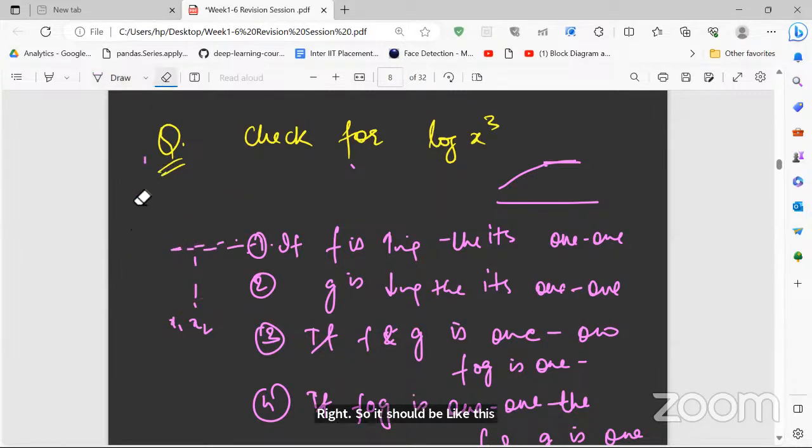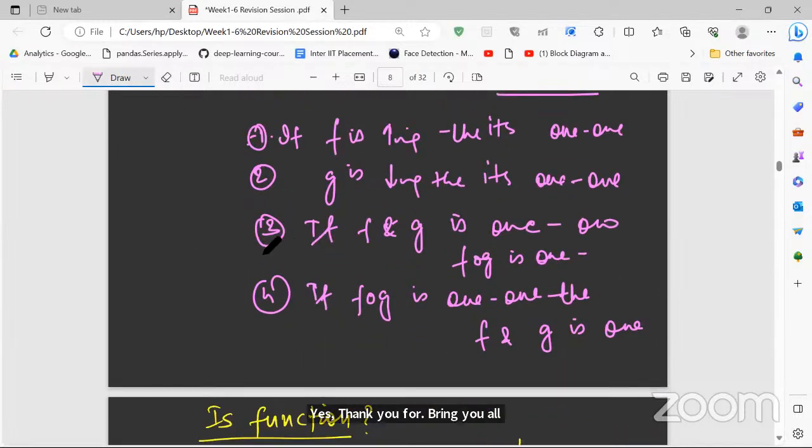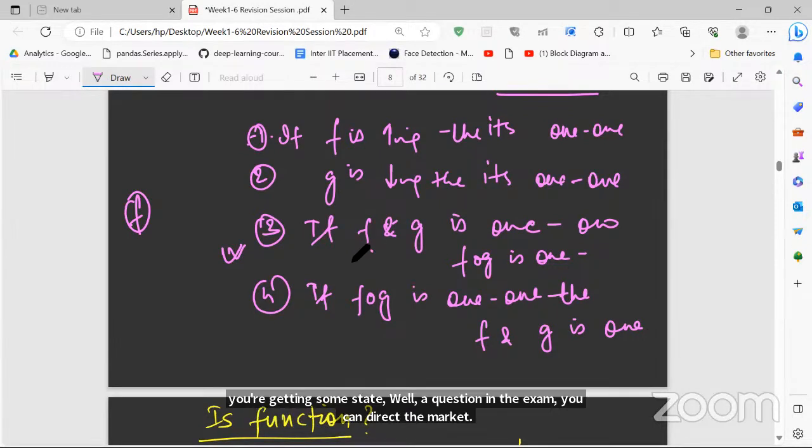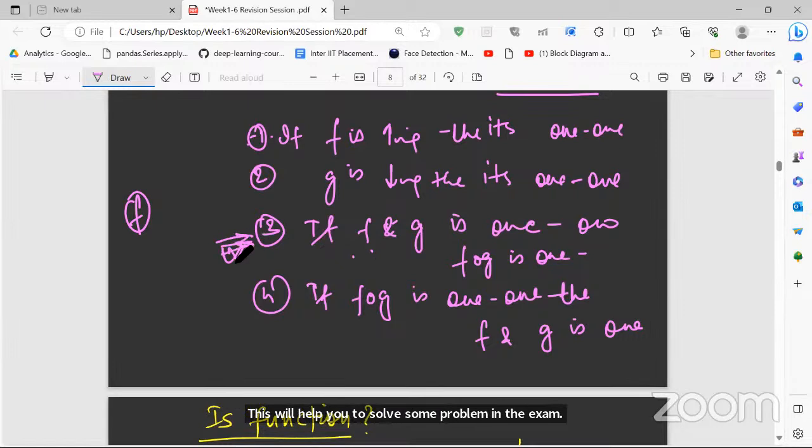Is this clear to everyone, or should I repeat it? Yes, sir, clear. Thank you for bringing that up. The third thing is, if f and g are one-one, then f of g is one-one. This is a property you can just remember; I am not going to prove it. If you get such a statement in a question in the exam, you can directly mark it. This will help you solve some problems in the exam. This property is very, very important for you.